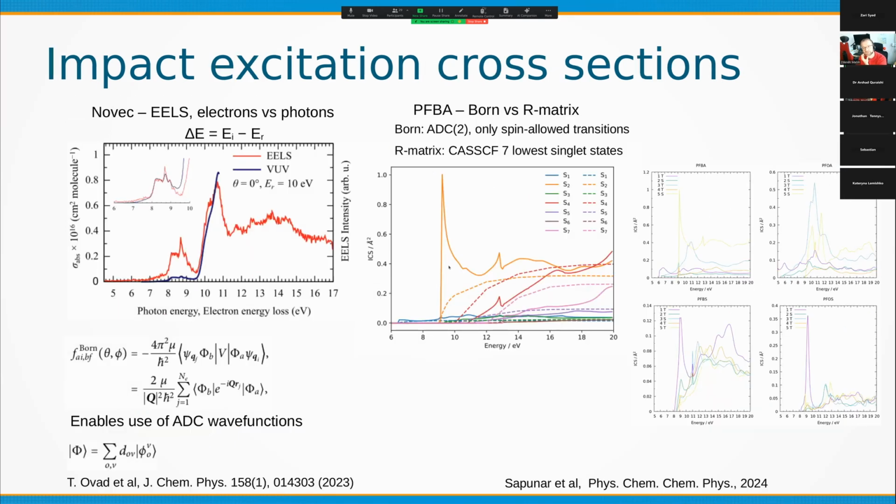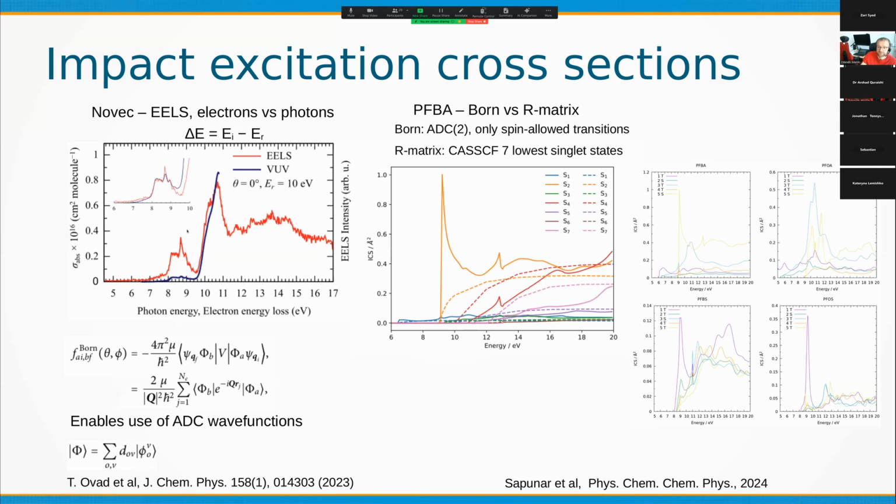We have developed a way to calculate the impact excitation cross-sections even for such large molecules using a simple approach, which is the Born approximation, and it essentially disregards all structure in the continuum, and just represents the electrons as plane waves. This is a very simple approximation, but when we apply it to Novec and try to understand this electron energy loss spectrum, we see that it works pretty well. The interesting part of the plot is the comparison between the electron energy loss spectra and the VUV spectra, which is photoabsorption.